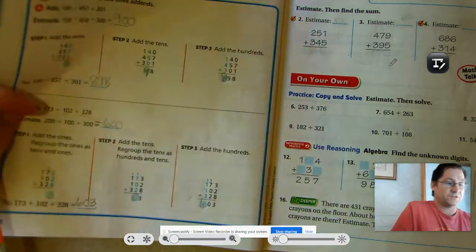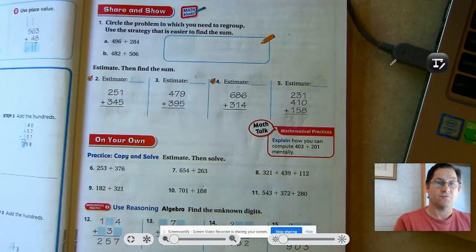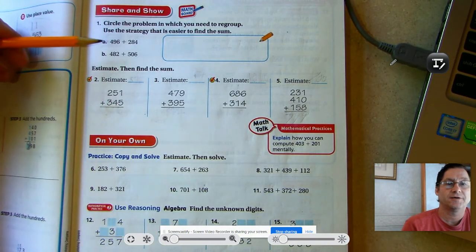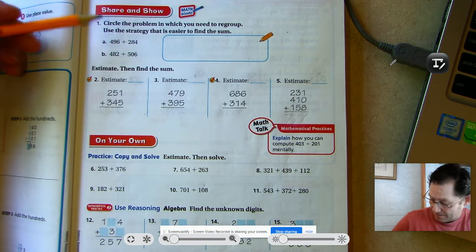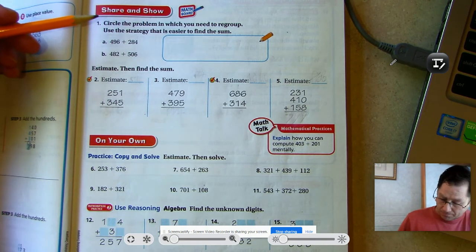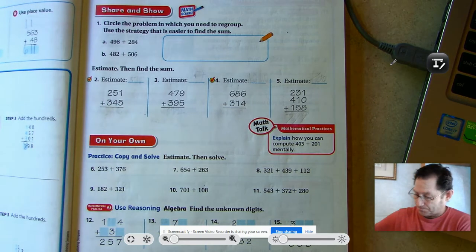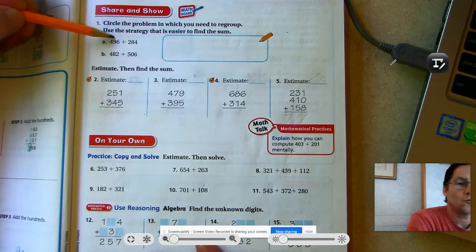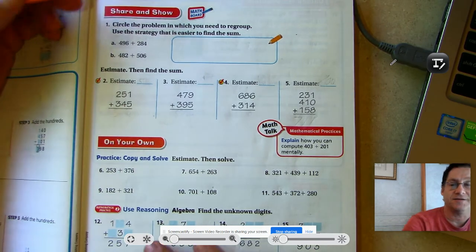Right, so share and show are the practice problems on page 31. Circle the problem in which you need to regroup. Use the strategy that is easier to find the sum. Okay, so looking at these, just start with the ones place in each of the problems.